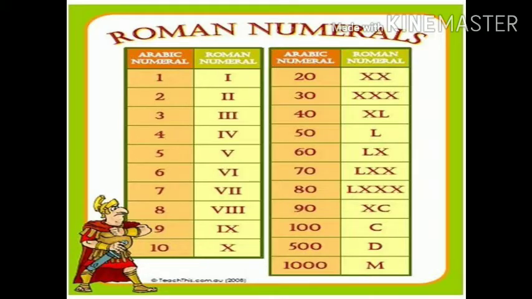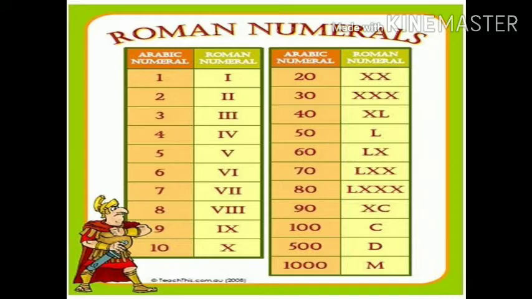For 1, you have to write I. For 2, you write double I. For 3, you write triple I, that is III. For 4, you write IV. For 5, you write V. And for 6, VI. 7, VII. 8, VIII. 9, IX. And for 10, you have to write X.